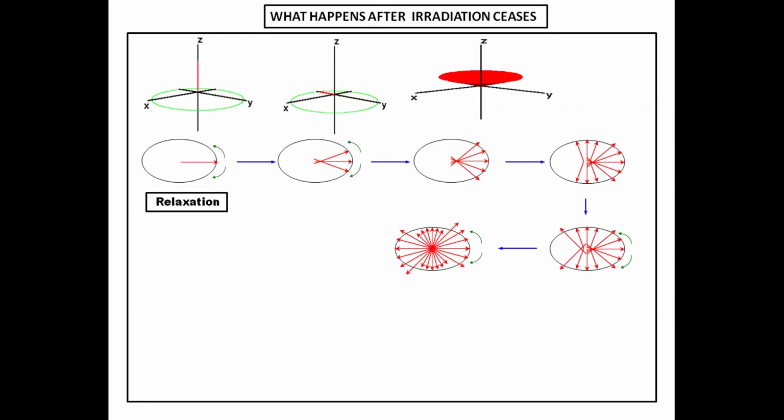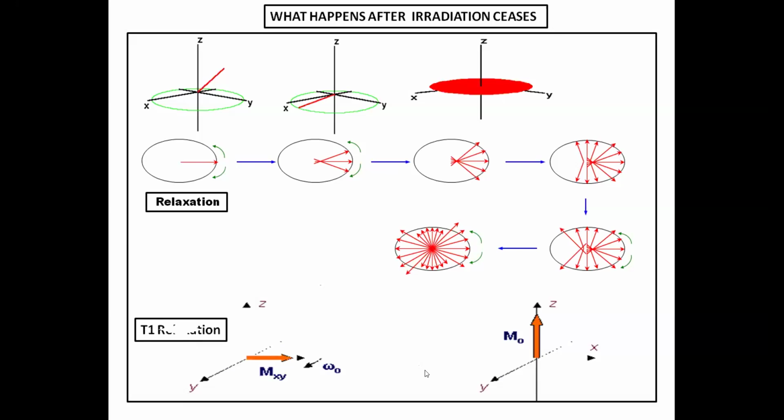So in the XY plane, the magnetization disperses and goes back to the established state, and this re-establishment of the equilibrium is shown here.